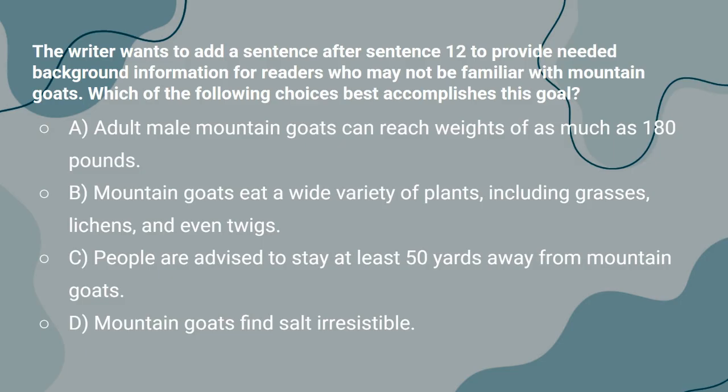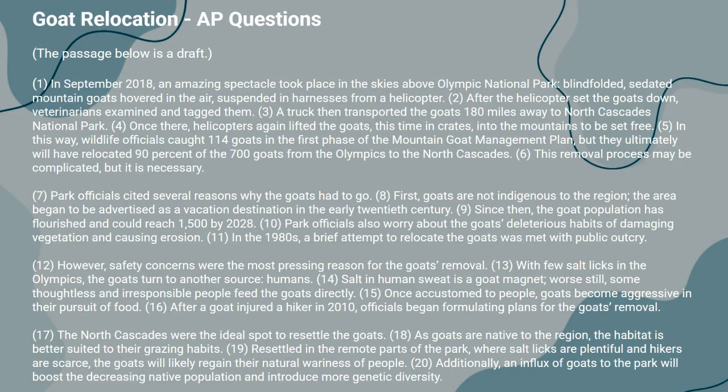Next, question 3. The writer wants to add a sentence after sentence 12 to provide needed background information for readers who may not be familiar with mountain goats. Which of the following choices best accomplishes this goal? So let's read sentence 12 quickly. This is the start of paragraph 3. However, safety concerns were the most pressing reason for the goats' removal. So, what were the safety concerns?